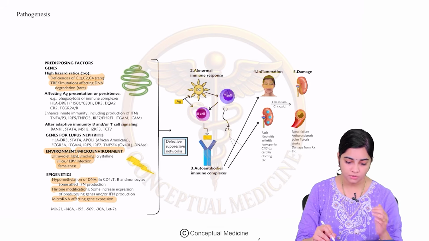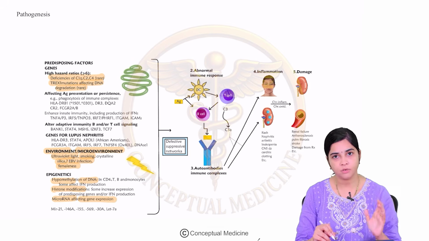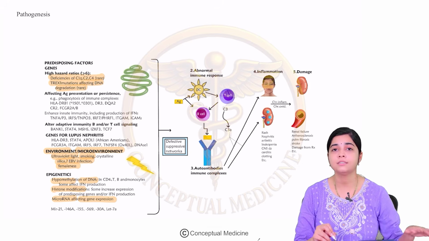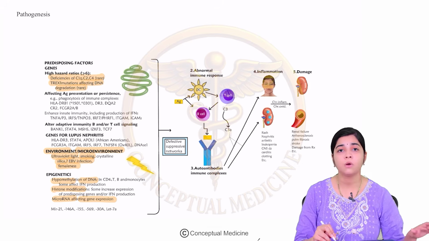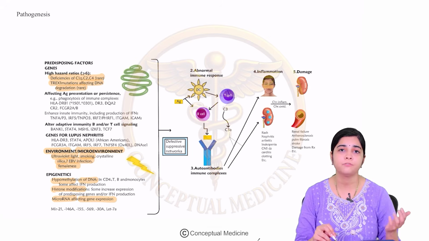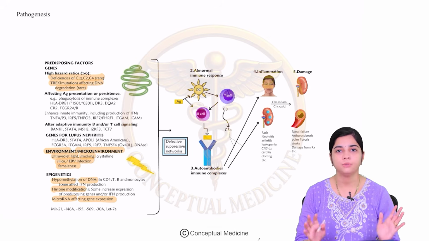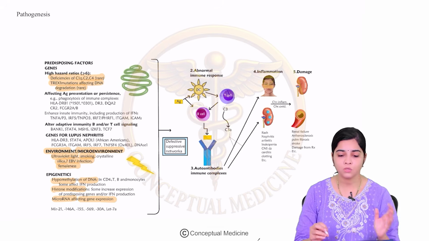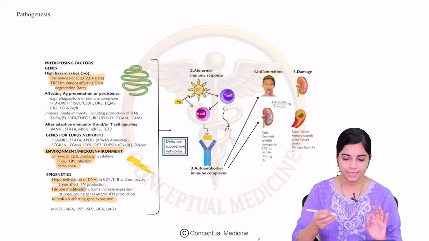Okay. So all of these factors form as predisposing factors. Either the individual is genetically predisposed, or in a genetically predisposed individual, if you have an environmental trigger, then you can have SLE, right? So what happens once these factors are activated?